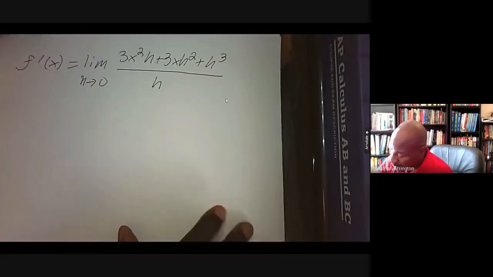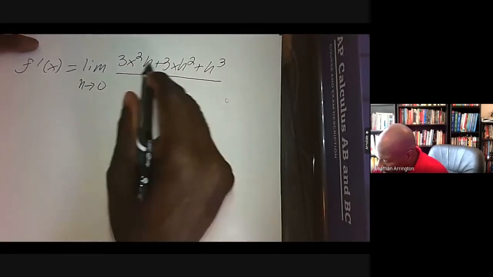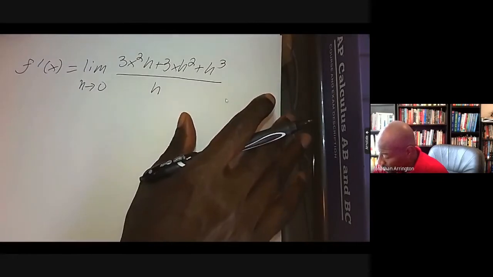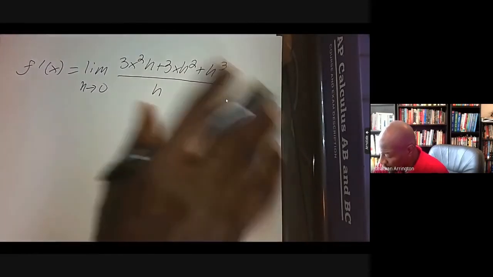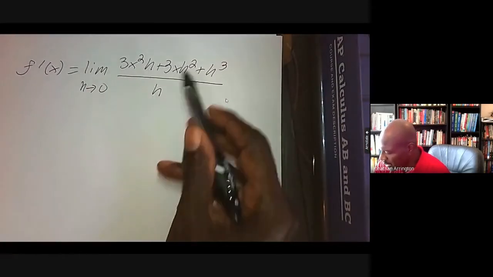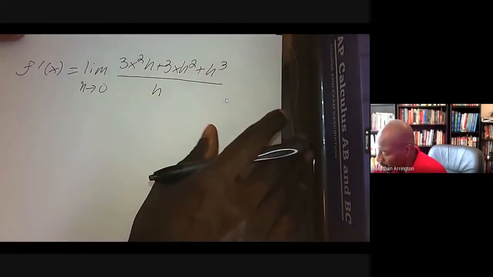And again, the problem is I can't plug in 0 for h because of the h down here. But if you notice, every term up here has an h in it, and that's one of the beautiful things about this whole process. Once you do your subtraction, everything that you're left with has an h in it, and you can easily take the h out.